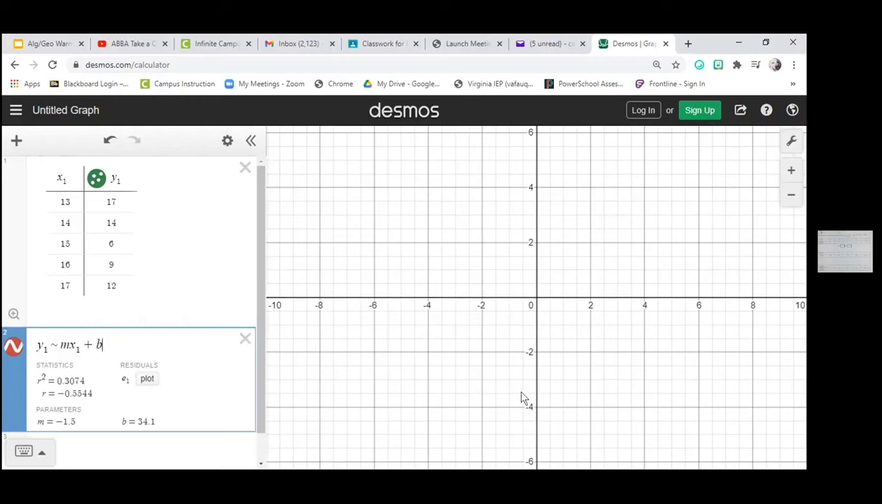Right. Y1 wiggle mx1 plus b. And that is the Desmos computer way of saying, Desmos, could you give me the line of best fit based on these x's and these y's? Give me the slope and give me the y-intercept.